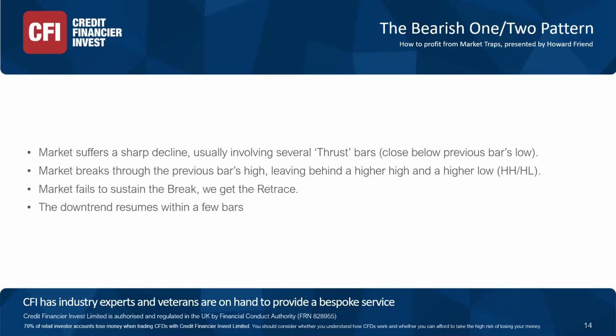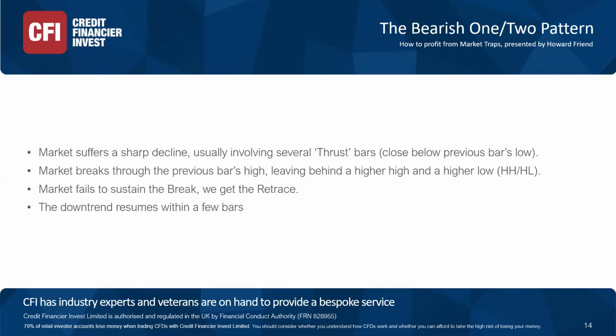decline. Now this can involve several thrust bars where the close is below the previous bar's low. It could be 3 consecutive closes below, 3 consecutive down closes. Could just be a visual inspection of a chart which shows a series of lower highs and lower lows. Could even be the market holding below a moving average. So once we've got that, we've got our bias. We've got a bearish bias.